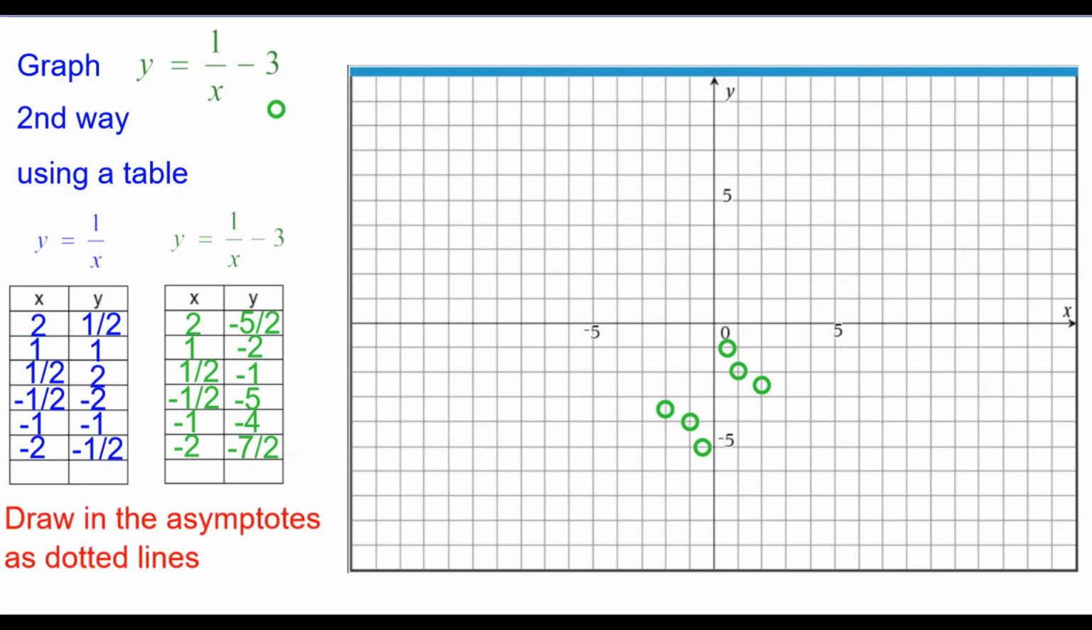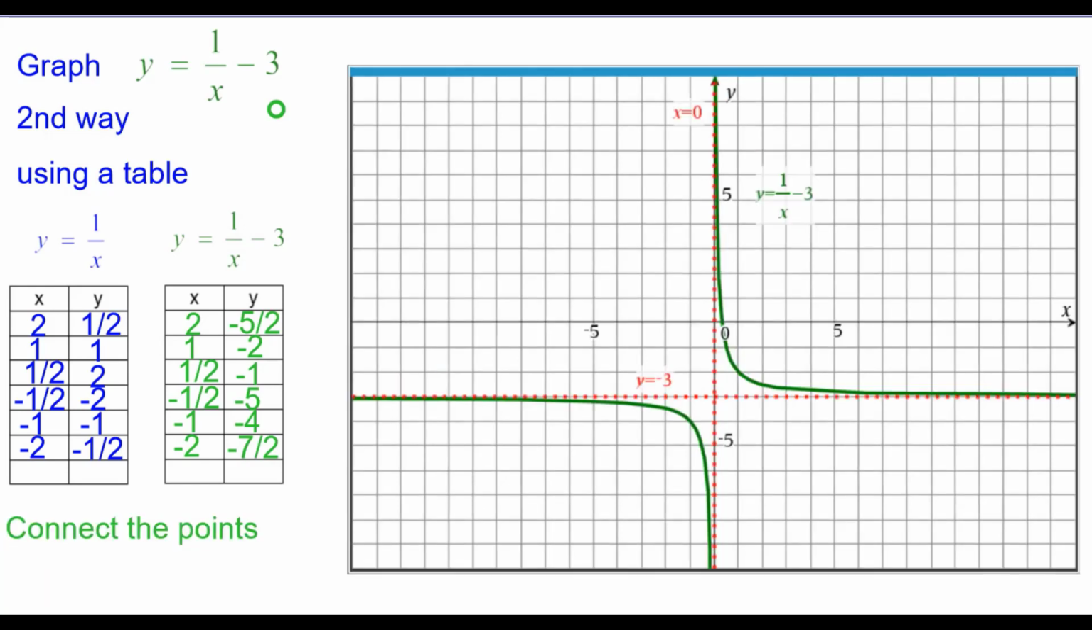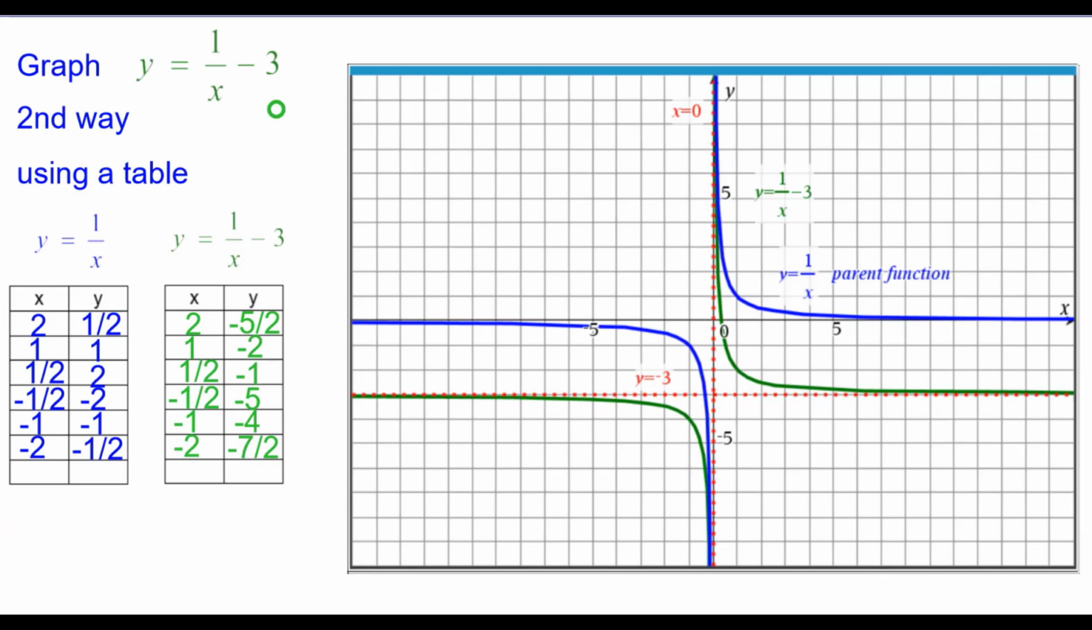Again, connecting the points, well, we'll draw on the asymptote lines first. I think that would be wiser. Okay, so y equals -3, and the y-axis x equals 0. And now we should connect the points and make a beautiful hyperbola with 2 branches. And we can compare that to the y equals 1 over x parent function.